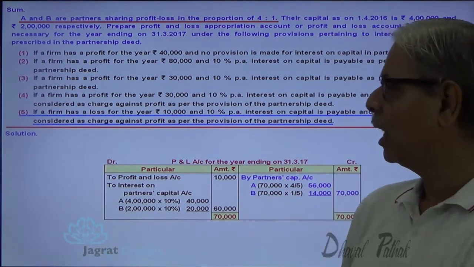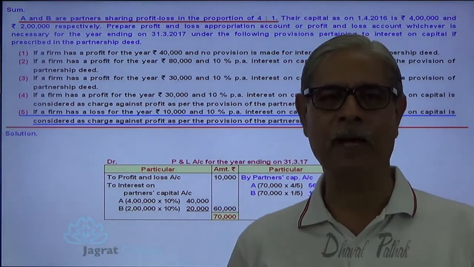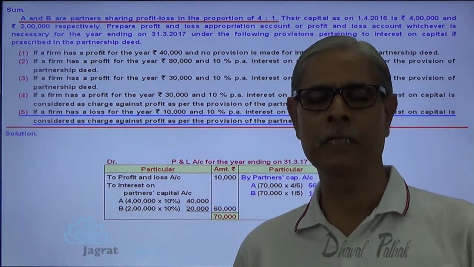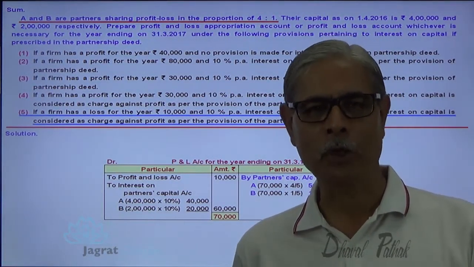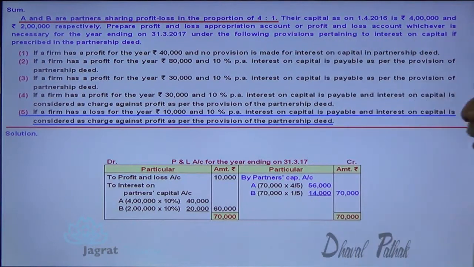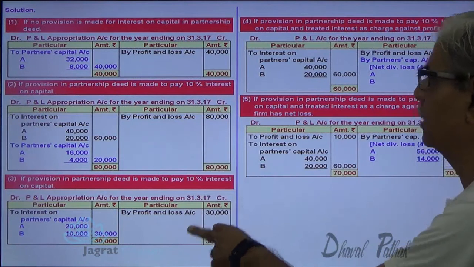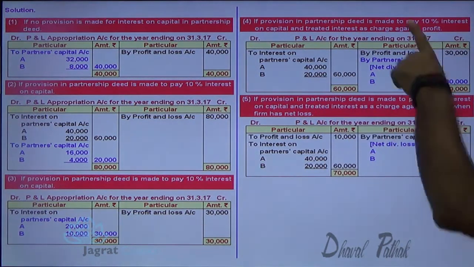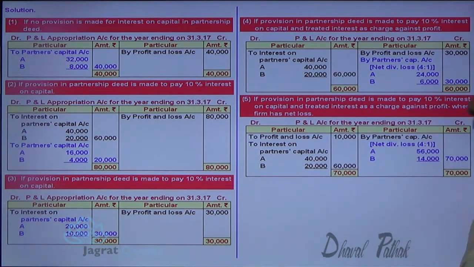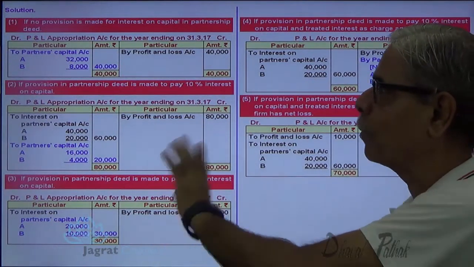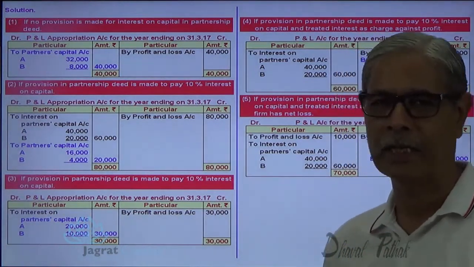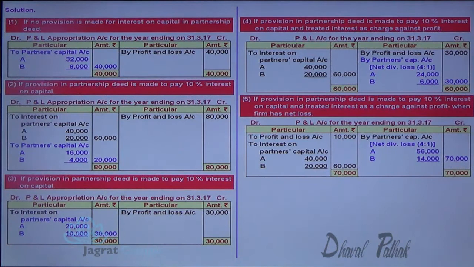Now I have explained 5 options. Now I want to present all the 5 options for your comparison on one screen. Notice it. So this is option 1, this is option 2, option 3, option 4 and option 5. In these 2 options I have prepared profit and loss account. In these 3 options I have prepared profit and loss appropriation account. Just observe, have a comparison in your mind, how the changes in accounting are being done.